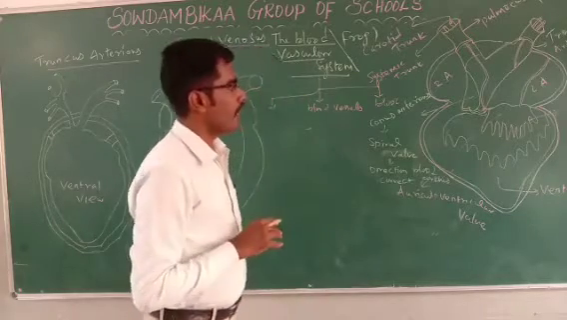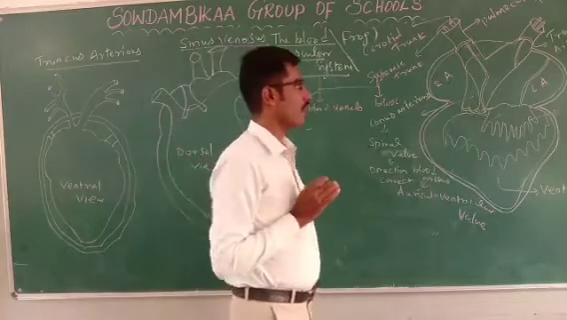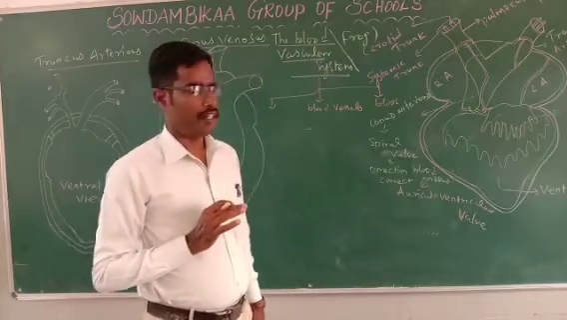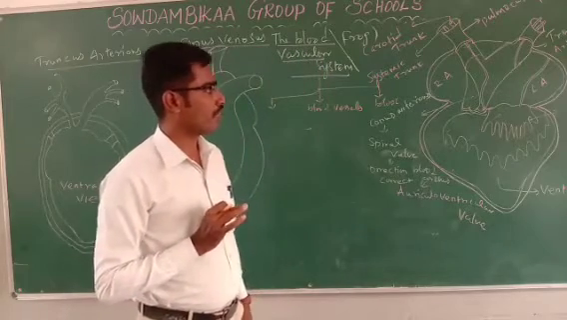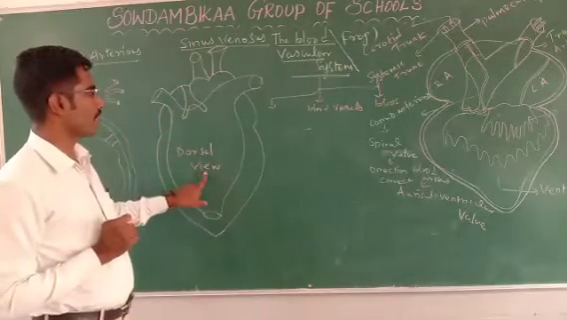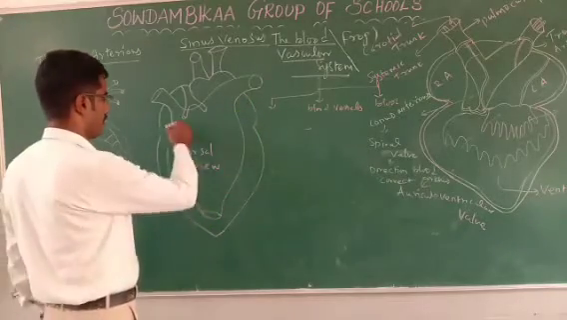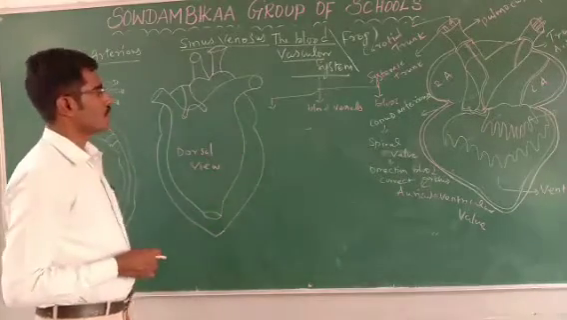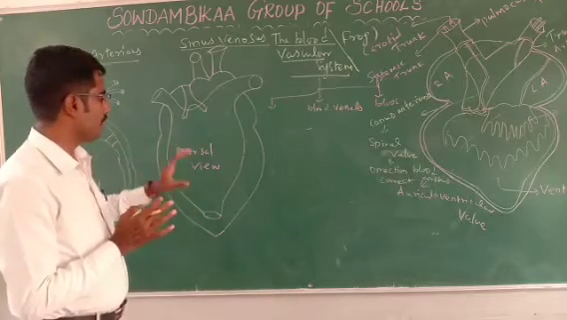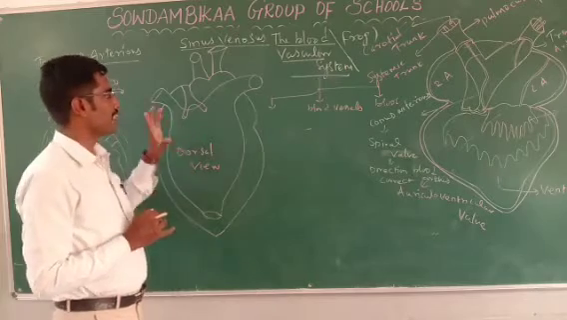Okay. Then the thin-walled sinus venosus. It is very thin-walled, triangular in position, and located on the dorsal side of the heart. So the sinus venosus is a triangular unit, thin-walled, located on the dorsal side of the heart.